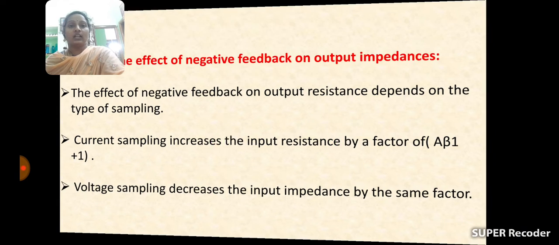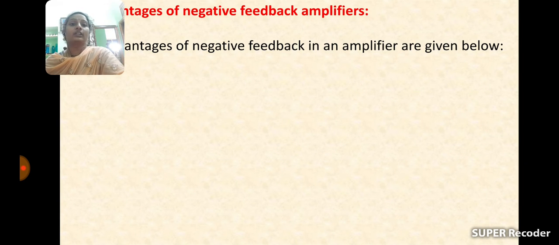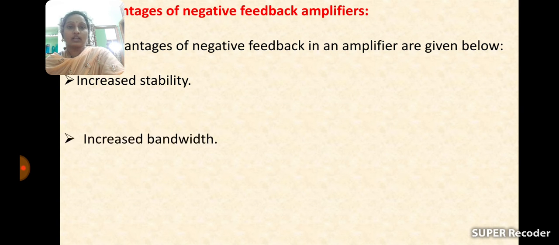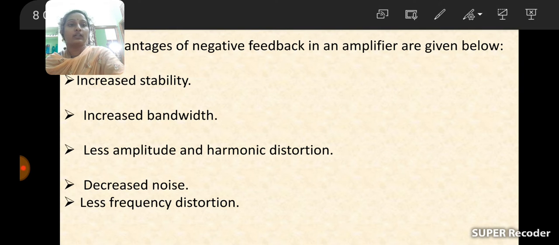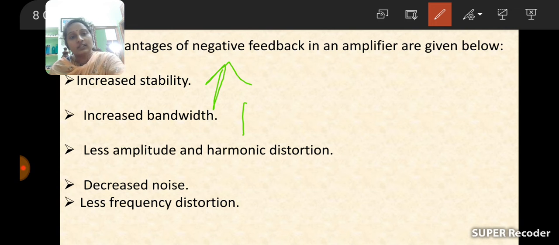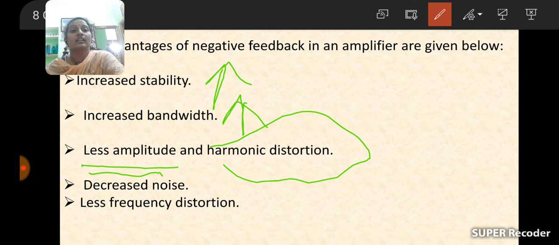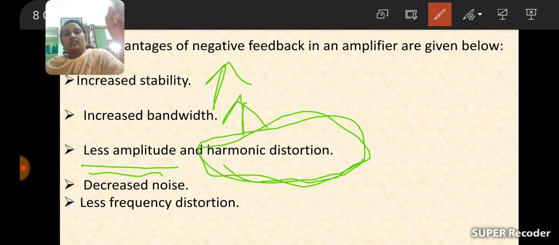Is it clear? Coming to the next topic, the advantages of negative feedback. The first and prime advantage is that it increases the stability. It also increases the bandwidth. The amplitude distortion is very small, and the disturbance and harmonic distortion are also reduced.